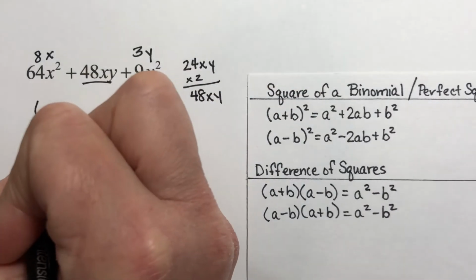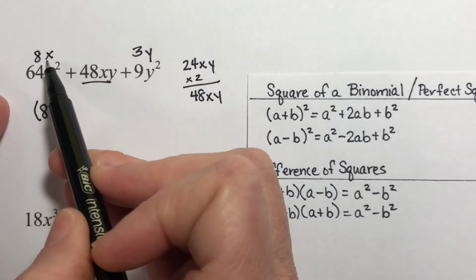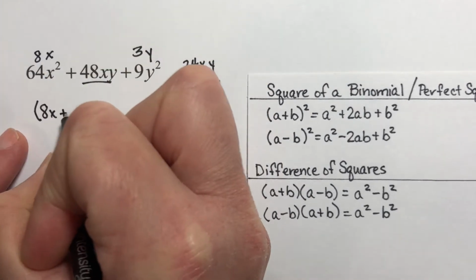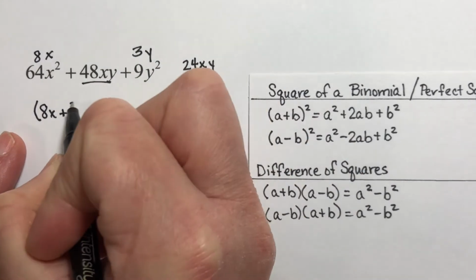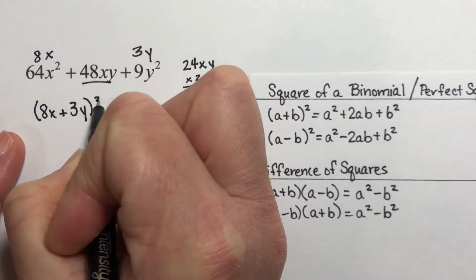So this factors as 8x, which I got from here. This is a plus, so this is a plus. 3y squared.